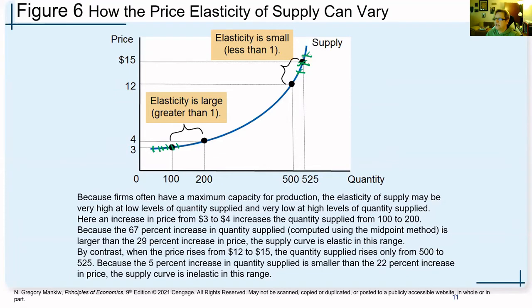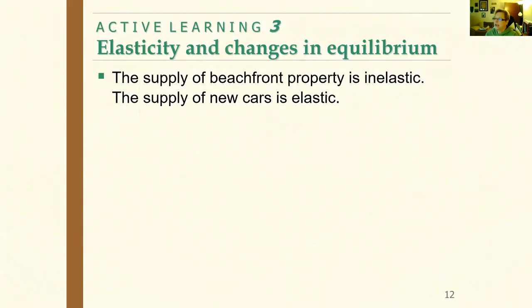Okay, so I'd like to try this out. Now, the supply of beachfront property. What would beachfront property be? Would it be easy to produce more of? And I'm talking about real beachfront property, not that stuff you see in Ohio. Okay, it's not, right? It's limited. It's very scarce in the resource. So we would say that the elasticity of supply of beachfront property is going to be inelastic or less than 1.